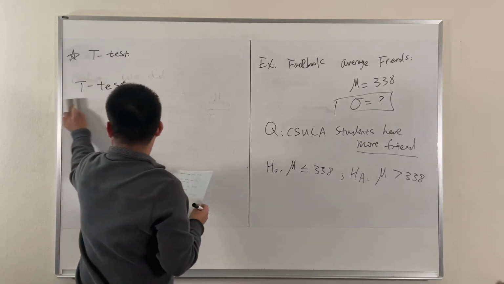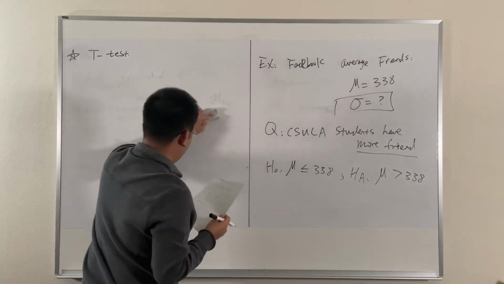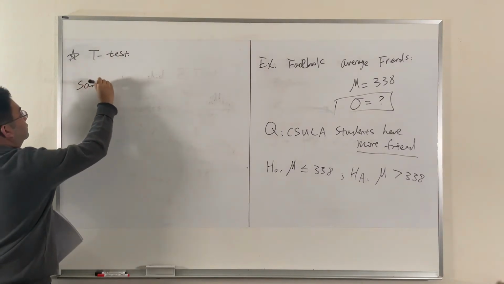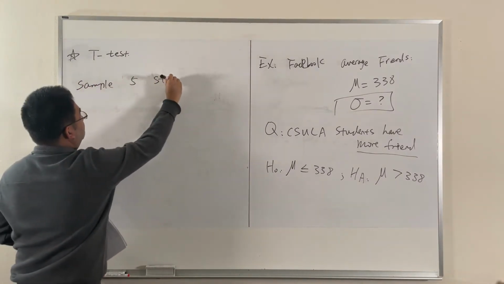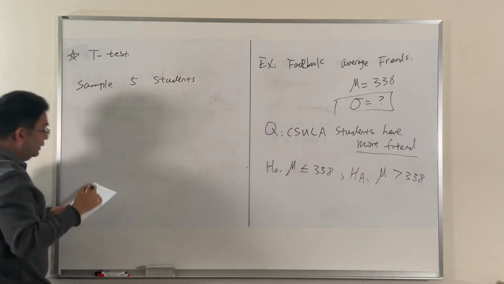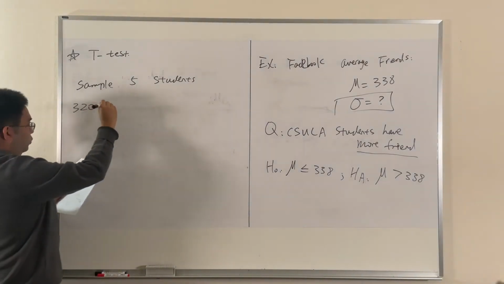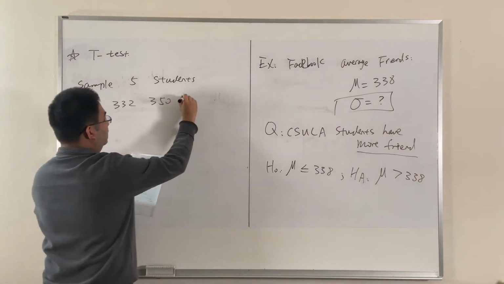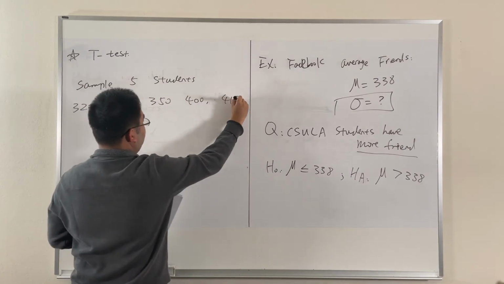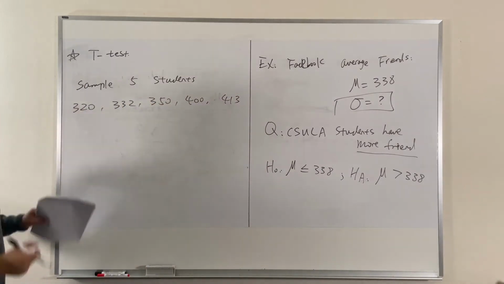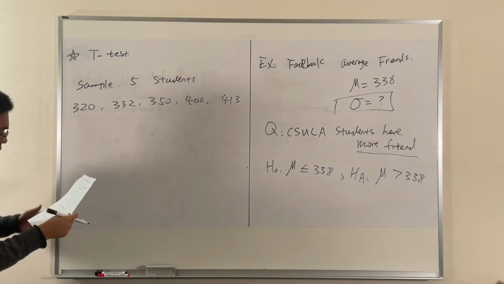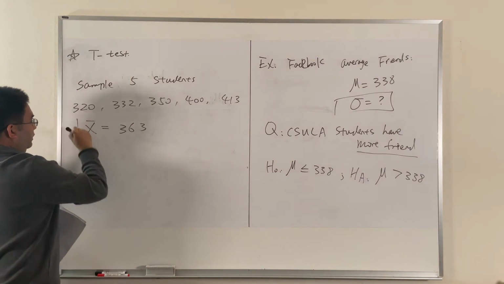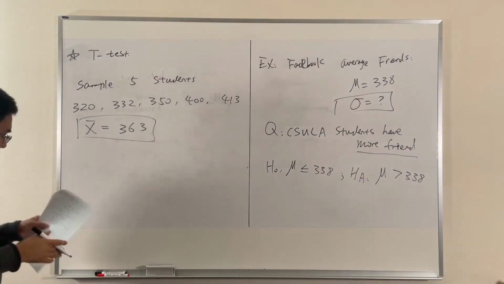Now we go out and sample 5 students. We take a sample of 5 students and then record how many friends they have. 320, 332, 350, 400, and 413. Okay, 5 students and how many friends they have on Facebook, and then the average equals 363. That's our sample mean here.